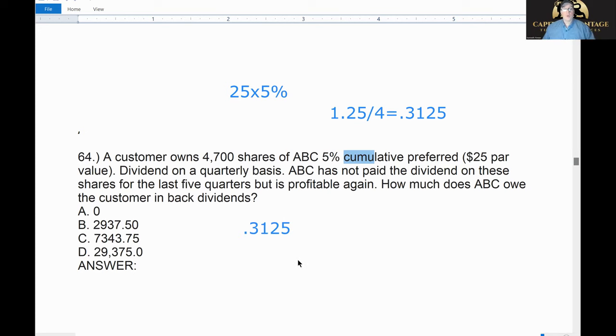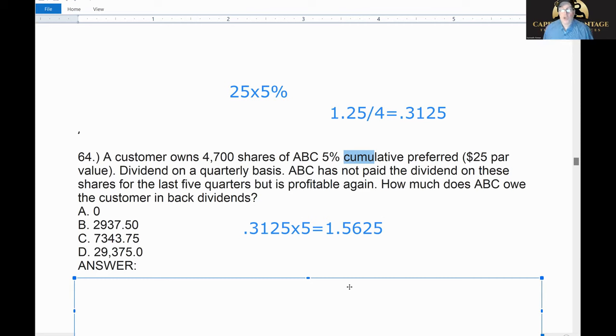So that's 31.25 cents per dividend. How many dividends did we miss? We're going to multiply that times five because we missed five dividends. 0.3125 times five equals 1.5625. That's how much per share we owe in dividends to the shareholders. Then we just do 1.5625 times how many shares? 4,700. That equals 7,343. Boom, there's C.